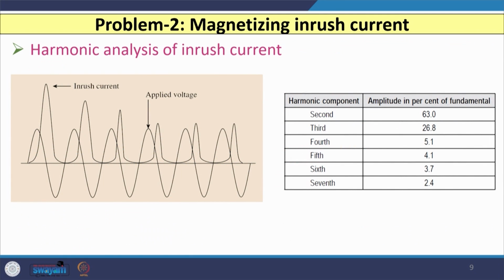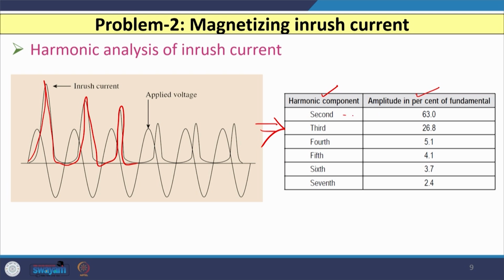If I observe the waveform of inrush current, you can see these are the waveforms of inrush current, because here I have shown the waveform of inrush current along with the voltage waveform. If I take the harmonic contents of this inrush current waveform, you can see that I have shown in the table the first column is the harmonic component and the second column is the percentage of the particular component with reference to the fundamental component.